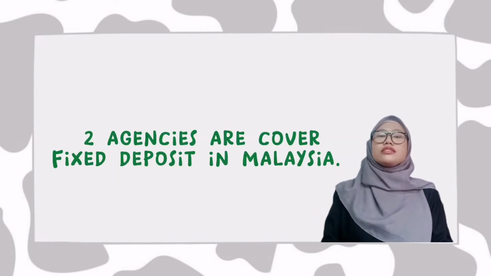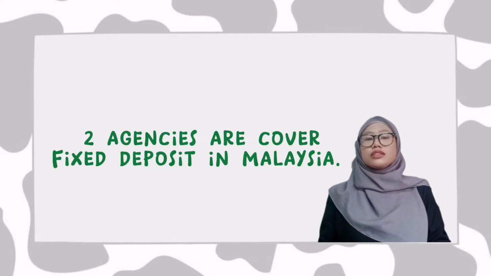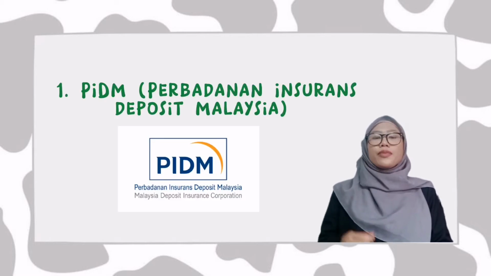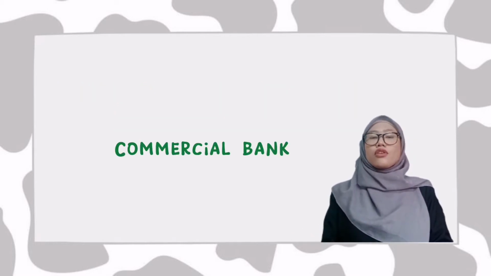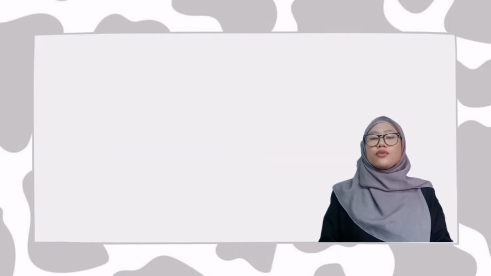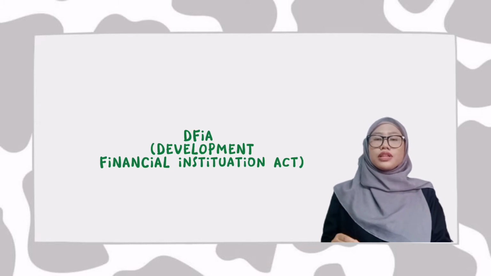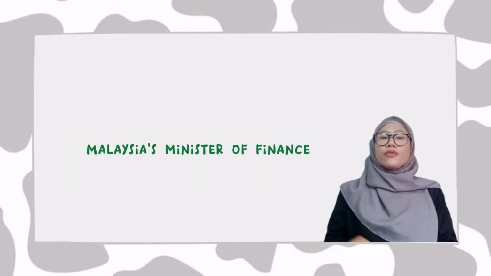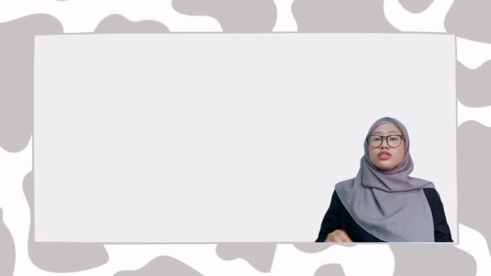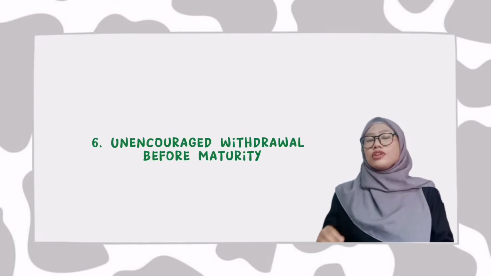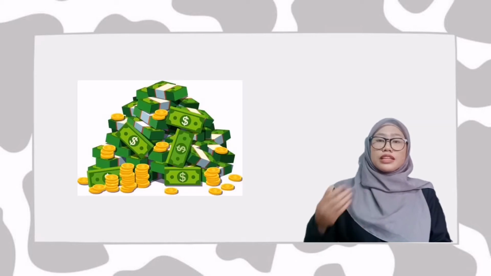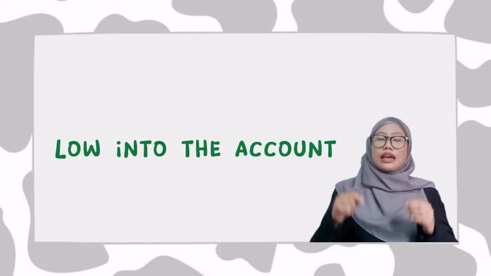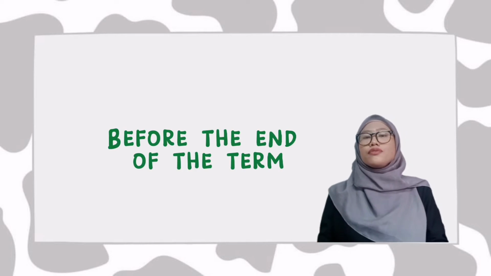There are two agencies that cover fixed deposit asset in Malaysia. Firstly is PIDM, Perbadanan Insurans Deposit Malaysia, for commercial banks. Meanwhile, cooperative banks are covered by DFIA, Development Financial Institutions Act 2002 under Bank Negara Malaysia, which is covered by the Malaysian Minister of Finance. And lastly, which is the most important, it is not allowed to withdraw before its maturity date, which means the money deposited will be locked into the account until the end of the terms.